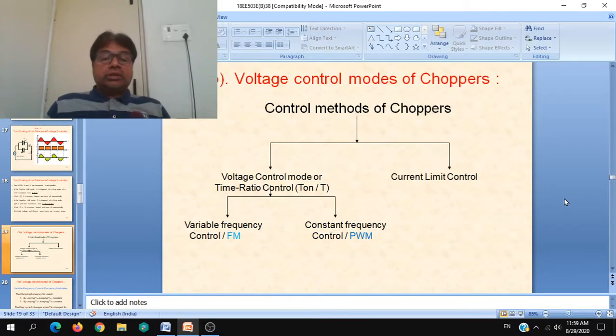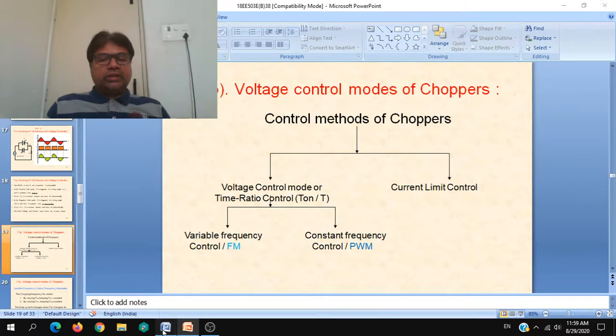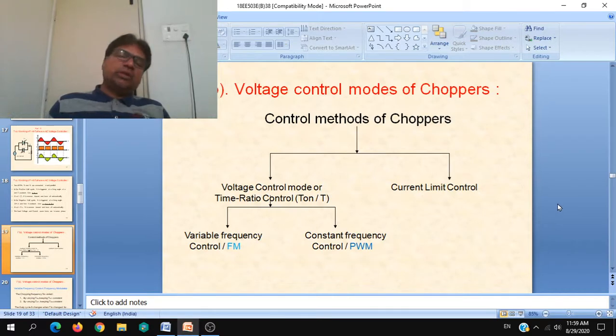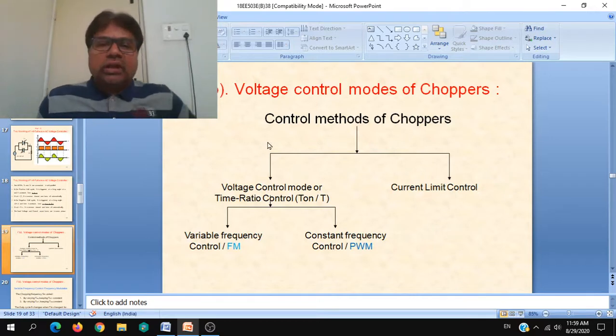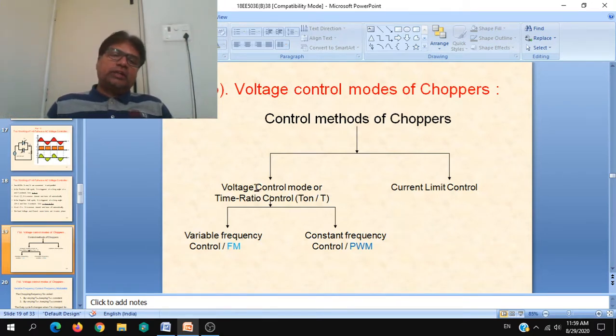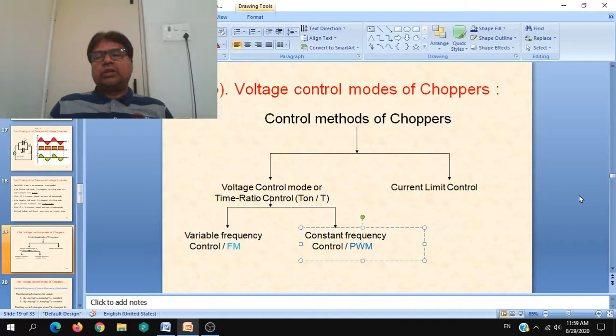Next, you are asked to describe the voltage control modes of chopper. So obviously, describe means you have to elaborately explain, and voltage control mode is one of the aspects of control methods of chopper. You need not give this classification. Just for the sake of understanding, control methods of choppers are divided into voltage control mode and current limiting control. And this is what you have to explain. That is voltage control mode or time ratio control, that is T on by T or duty cycle control. Again in that, variable frequency control, FM, and constant frequency control, that is pulse width modulation control. You have to explain both.